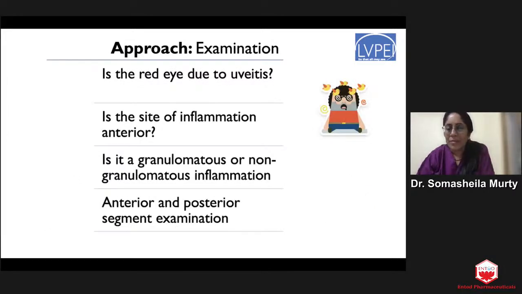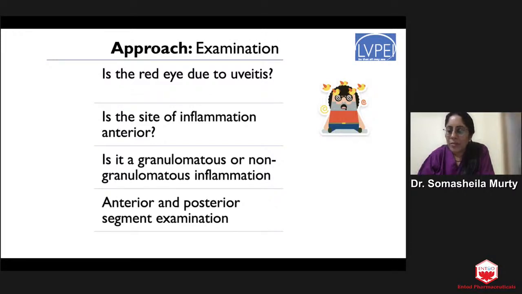When we move on to examination, what are the top things we're going to do in examination? The 4 things that I always think of: number 1, is it a red eye due to uveitis? Because I'm sitting in the uveitis clinic, patients get downstream to me, but you're sitting in a general ophthalmology setup, or whoever, you could be a practitioner where any kind of patient walks in. So you need to distinguish between uveitis and other causes of red eye.